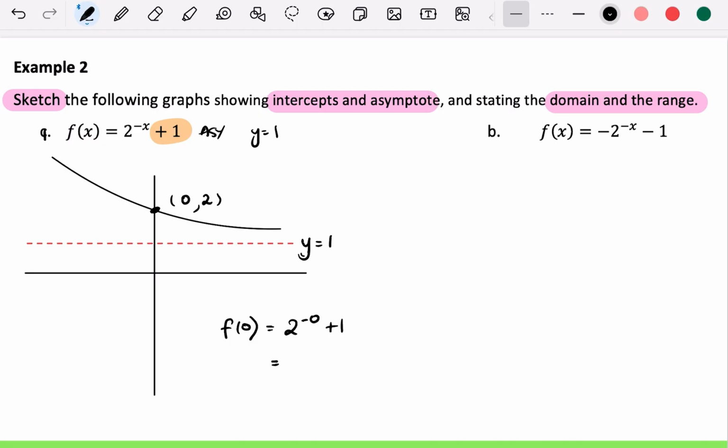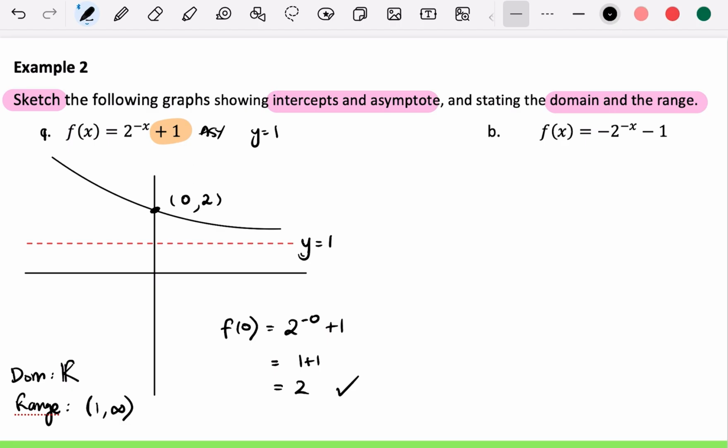So 2 to the power of 0 is just 1. 1 plus 1 is equal to 2. So that's confirmed that that is correct. There's no x-intercept there that we need to write down. We're also going to state the domain and the range. So for the domain, we can see that it's every real value. And for the range, we can see that that's from 1 to infinity, but we don't include 1 because at 1, there is an asymptote.